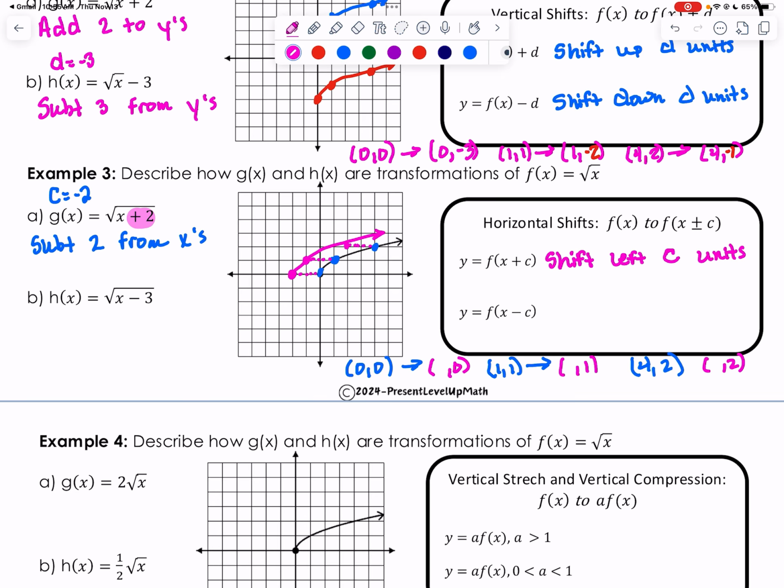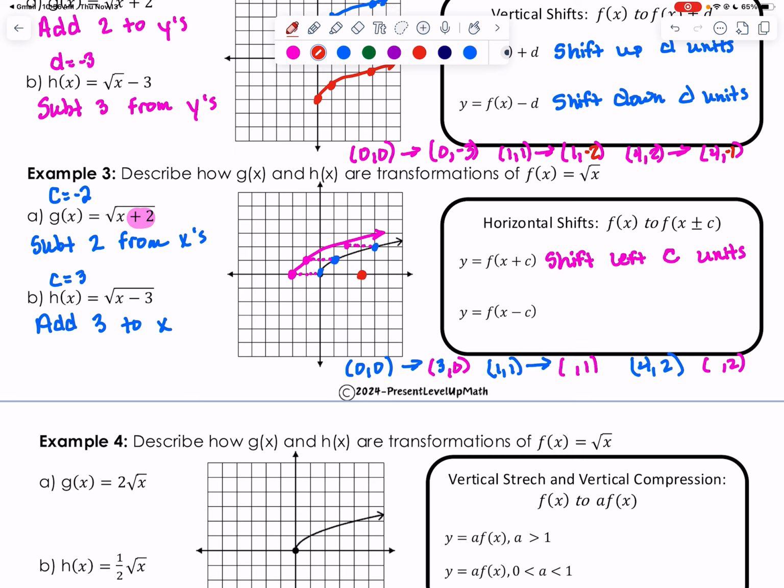All right. In our next problem, we have h of x equals square root of x minus 3. So remember, if it's underneath the square root, it behaves the opposite. So c would equal positive 3. So we will add 3 to the x values. So 0, 0 becomes 3, 0. So 1, 2, 3. So now our function is starting at positive 3.